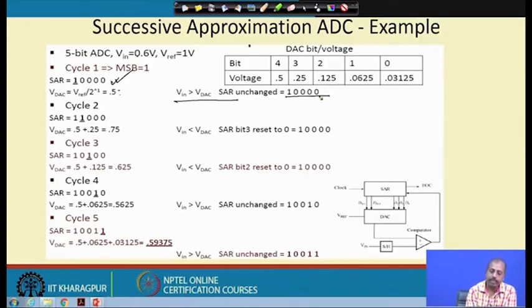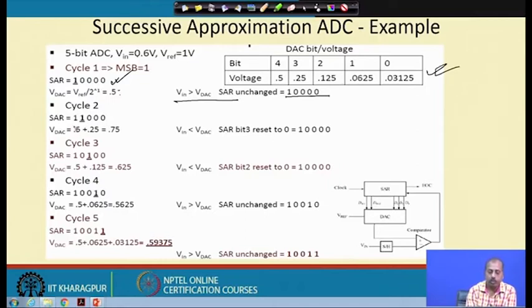In the second cycle, the second bit of the SAR is set. So, it becomes 11000. For every bit, in this table we have listed the corresponding voltage value.